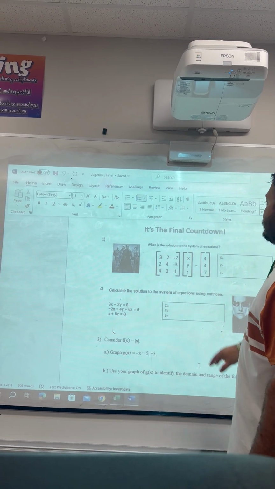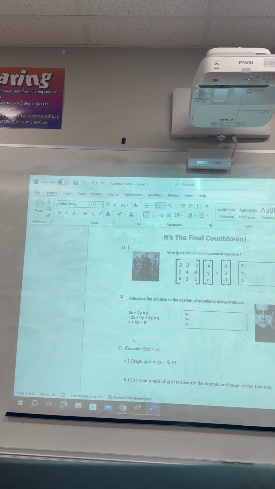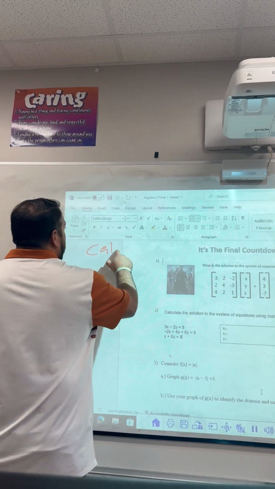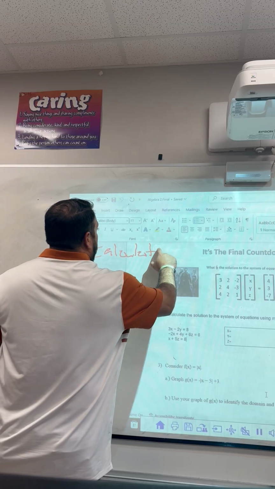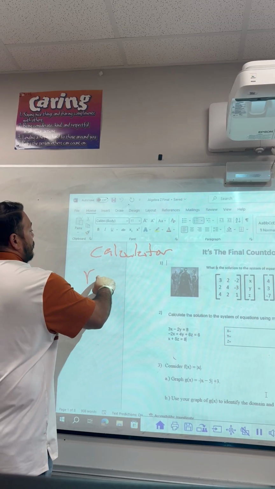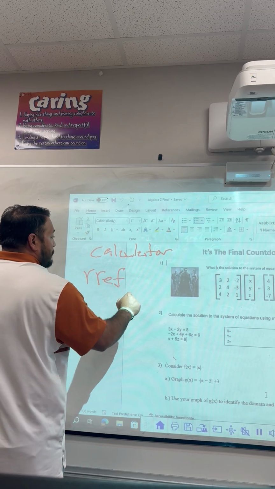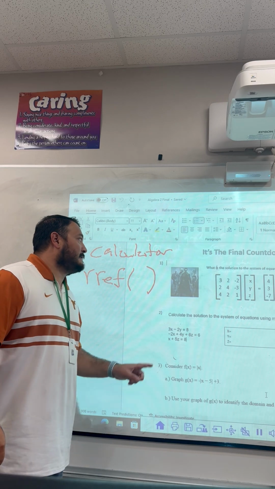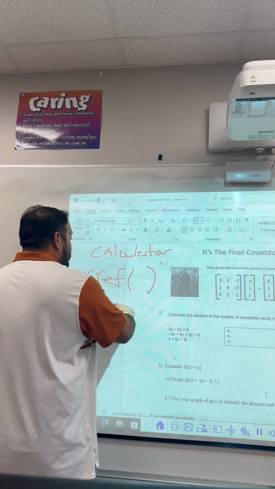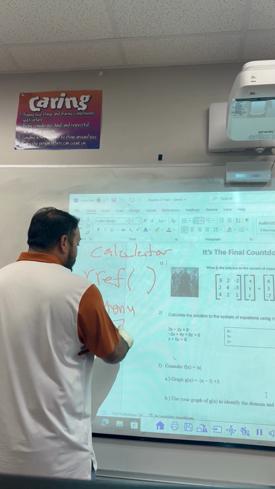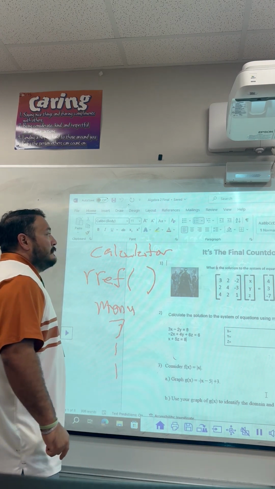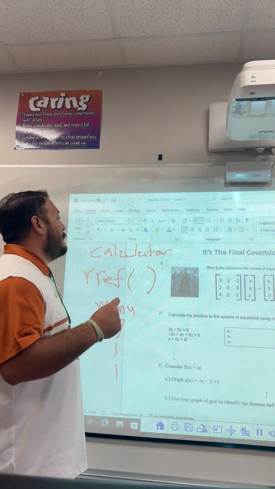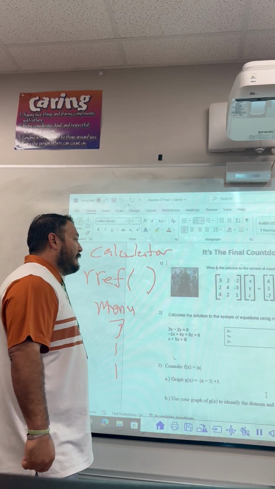First, number 1 and number 2, very similar. They're working the same way. You're gonna use your calculator. You can write this down in your notes: calculator, and you're gonna use RREF. You type that in with the keypad, and you're gonna use parentheses. Inside the parentheses, you type menu 711.